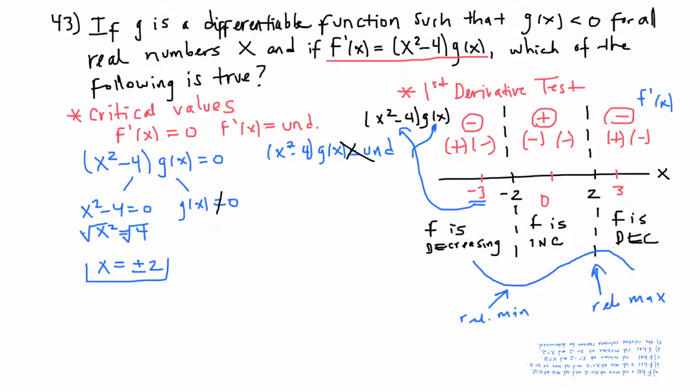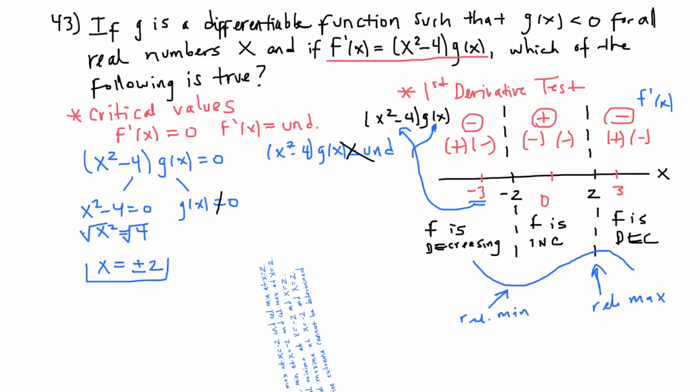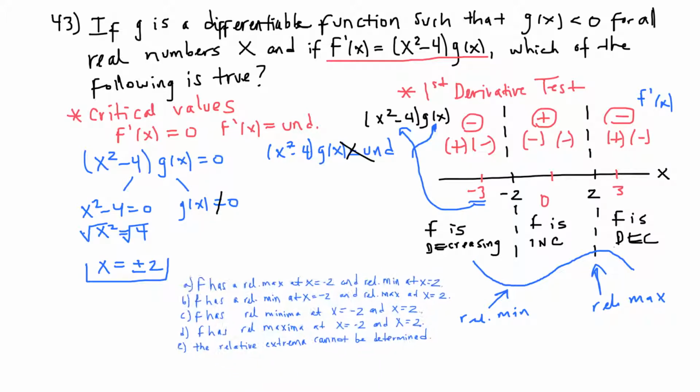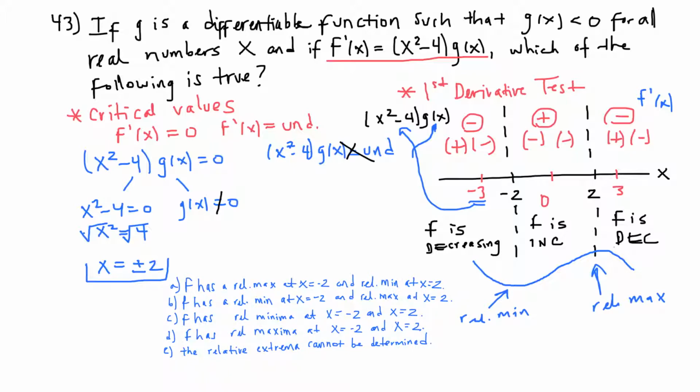And see, this is how you take AP tests. Now we can come back. Remember the answer choices? Well, now when we look at them, which one says exactly what we found out? That I should have a relative min at negative 2 and a relative max at 2. I think letter B was the one.